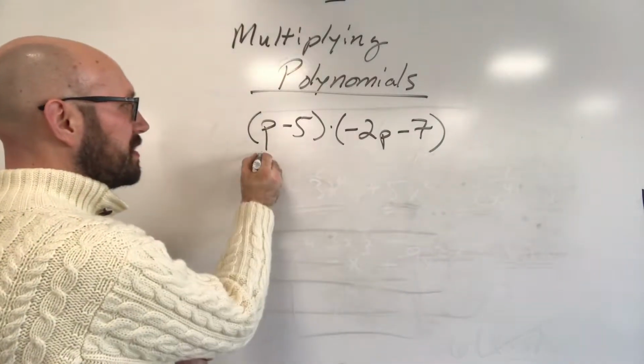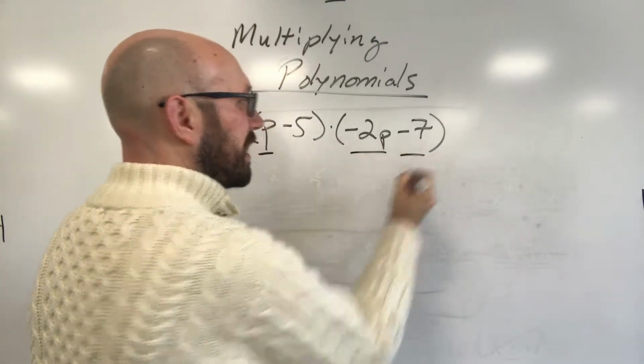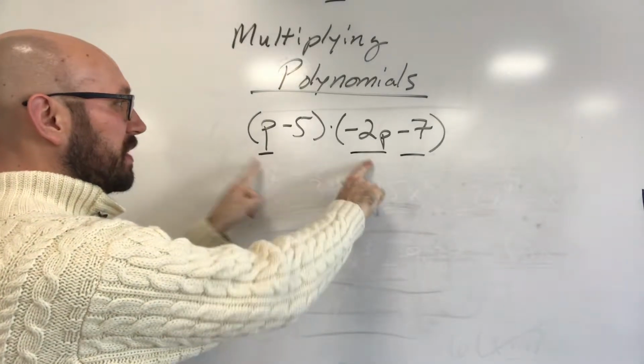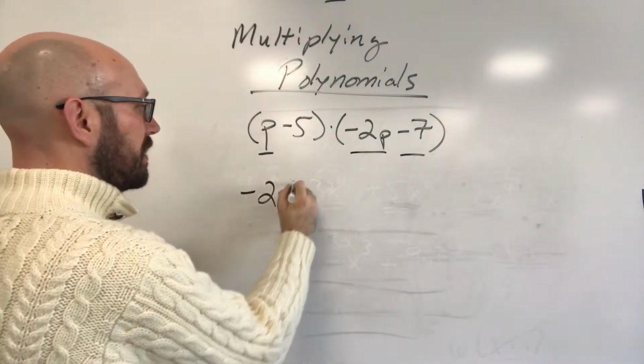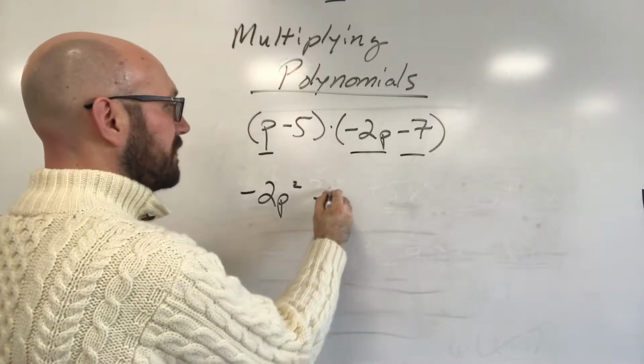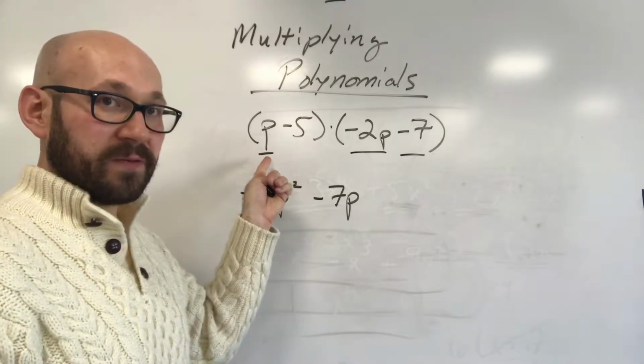So what that means is this p is going to be multiplied by the negative 2p and the negative 7. So let's go ahead and do that. When I multiply p times negative 2p, that's going to give me negative 2p squared. And p times negative 7 is going to give me negative 7p. So I've already taken care of distributing this first p.